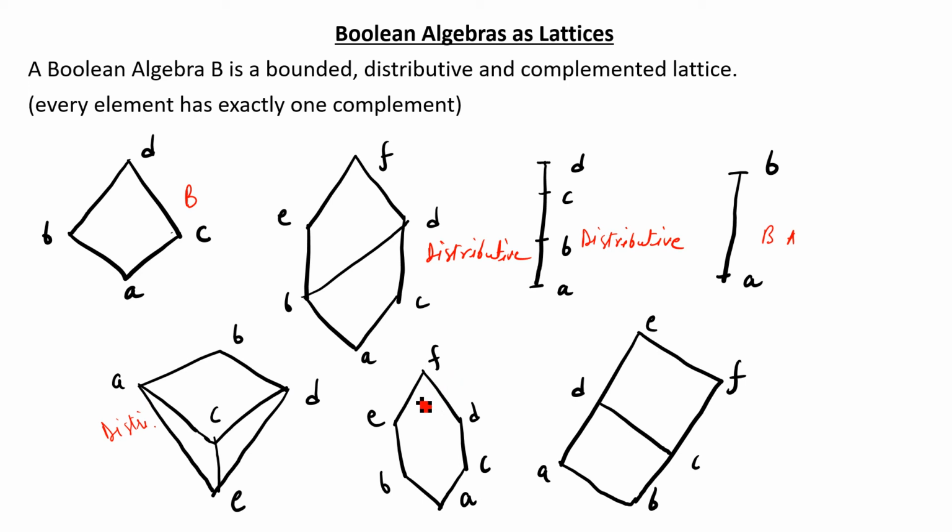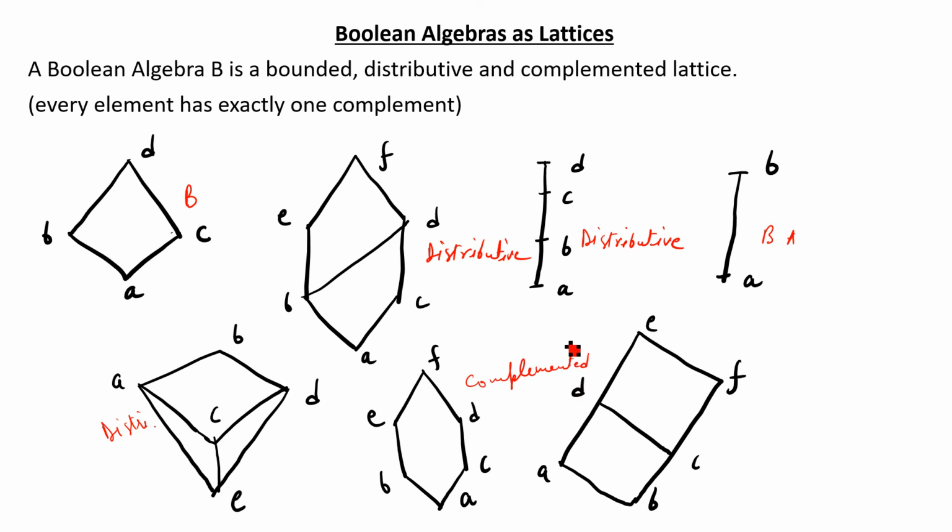Then here this is a lattice and here A and F are complements of each other. Then E has the complements D and C, B has the complements D and C, and D has the complements E, B, then C has the complements B and E. So these four elements have two complements each. So this is a complemented lattice, but not a Boolean algebra.